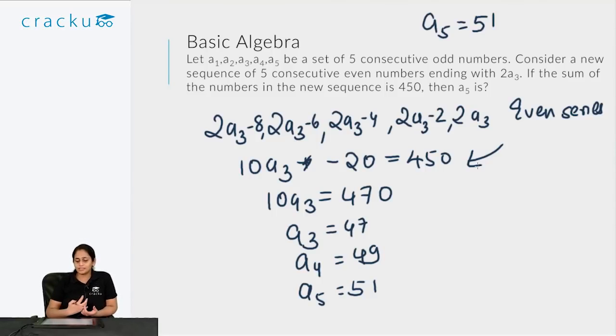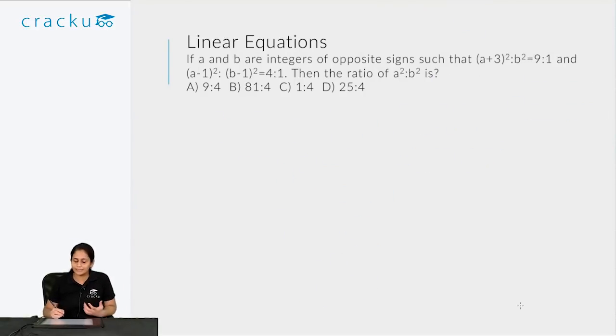So as you can see, you can always expect some set of questions like this in CAT, and once you find that, you should definitely solve that question. So now that you know what basic algebra involves, let's go on to the next type, which is linear equations. Now consider the following recent CAT question.